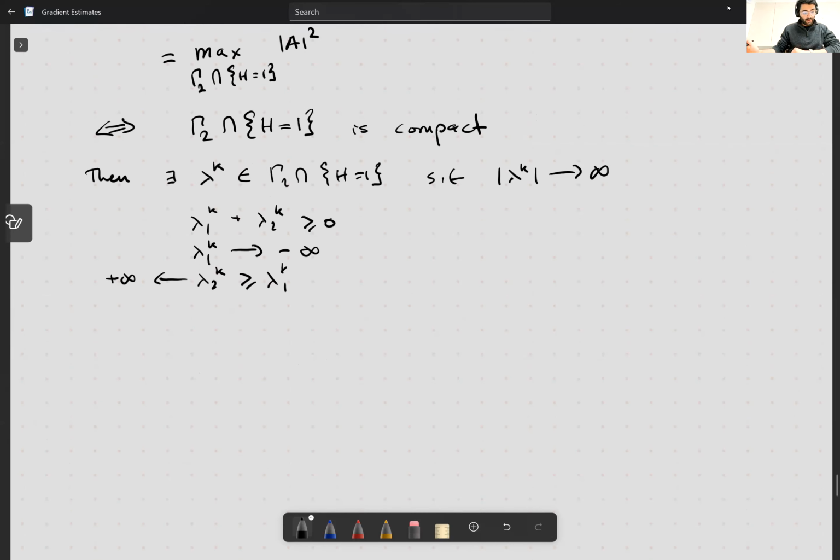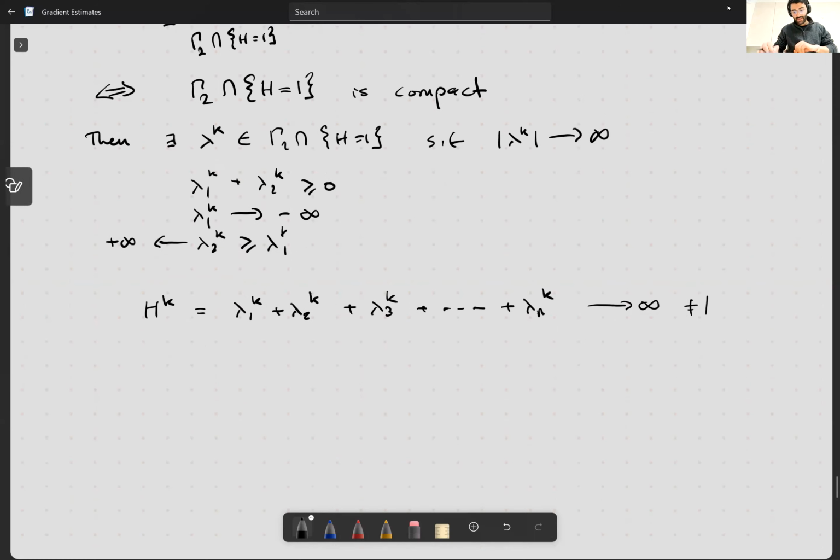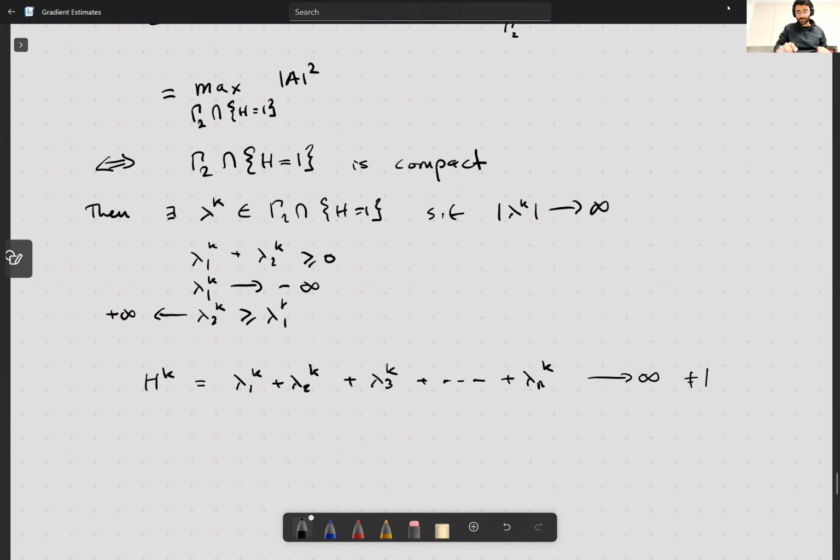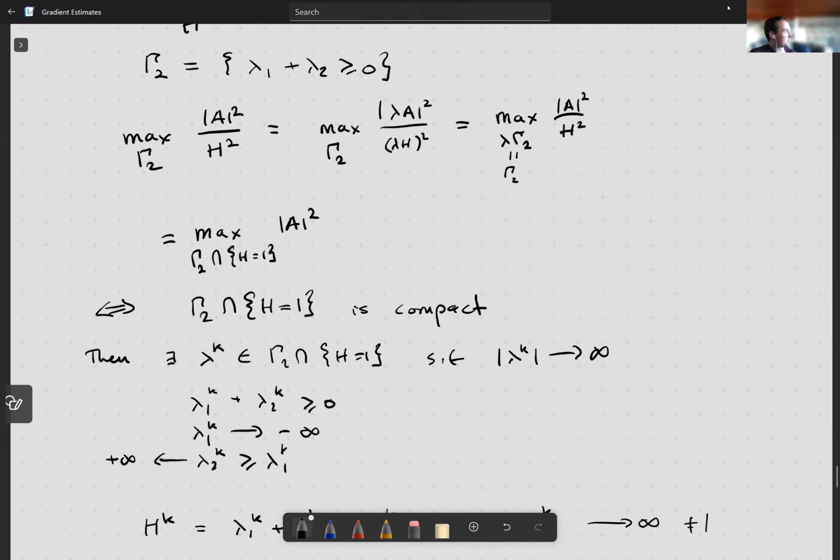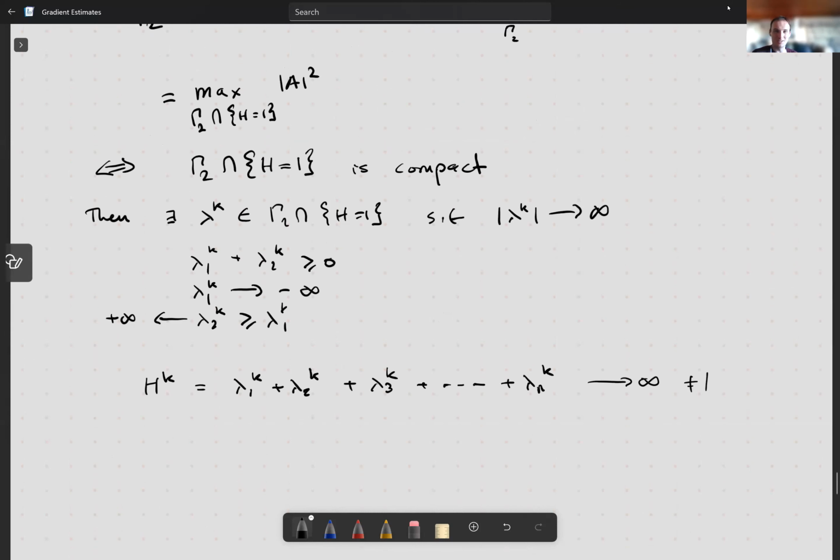Okay. But then h couldn't possibly be 1 if n is greater than or equal to 3, right? Because hk equals lambda 1k plus lambda 2k plus lambda 3k at least. And these might be finite, but then lambda 2 is less than lambda 3. So all of these go to infinity, which is not 1, right? So if n is greater than or equal to 3, then this set is compact. So I guess that could be a good exercise for optimization theory students.